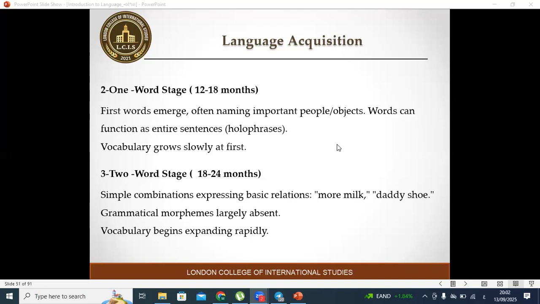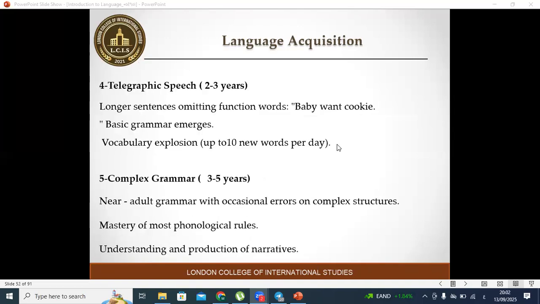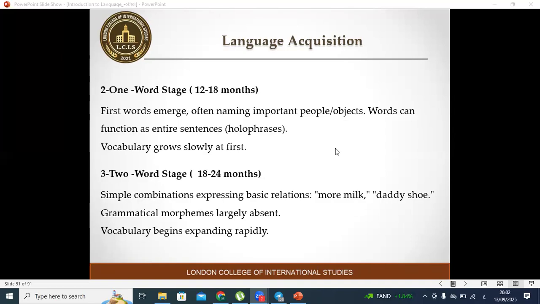And from the second half of the second year, they can move to the two word stage. Simple combinations expressing basic relations, more milk, daddy show. Grammatical morphemes largely absent, vocabulary begins expanding rapidly.